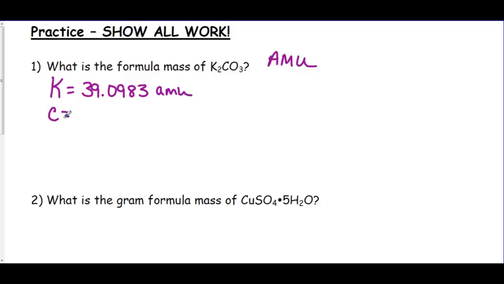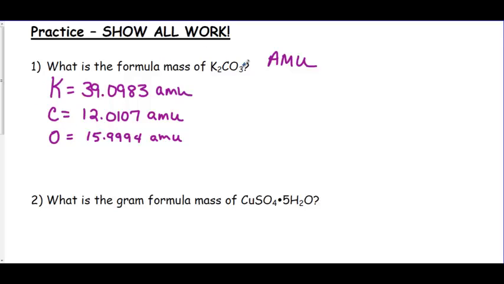Carbon has an atomic mass of 12.0107 according to mine, but again, in the previous example it was 12.0111. And then we also have to look up the next element, oxygen, which is 15.9994 AMUs. So these are the masses of each element in the compound.